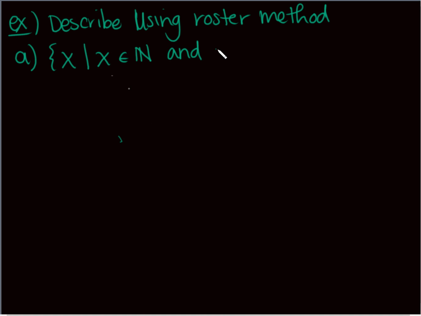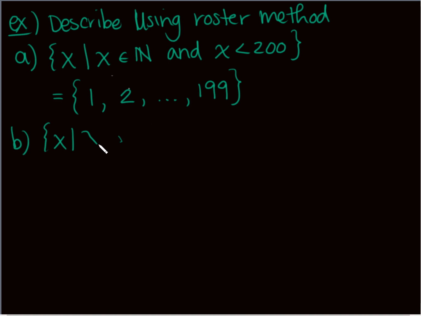X must be a natural number and X must be less than 200. So how would I describe that set? So let's think about how small X can be. For a natural number, the smallest is 1, 2, and then I can go all the way up to 200, but I can't equal 200, so I'm just going to go to 199. Okay, so that's what that notation means.